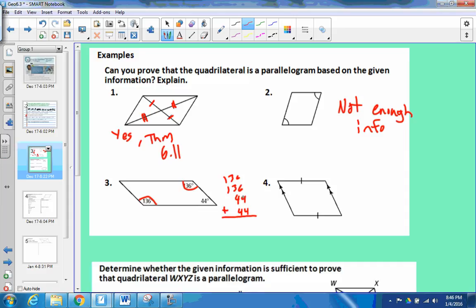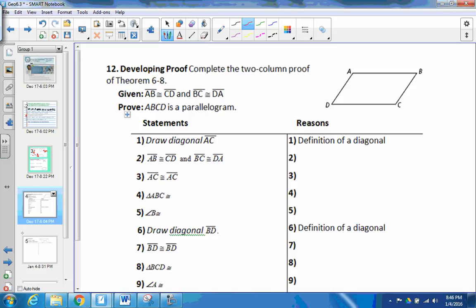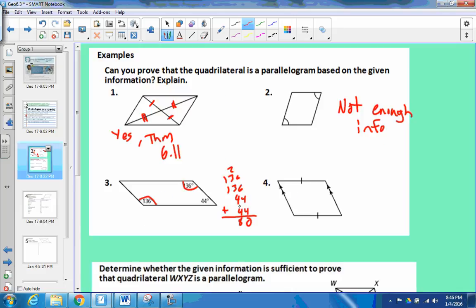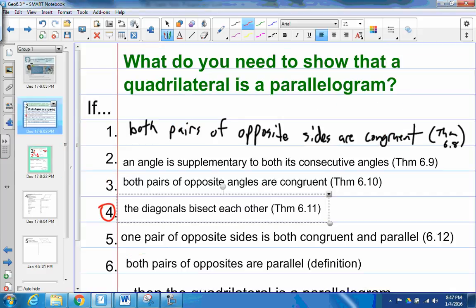So that would be 10, 12, 20. Carry the 2. 6, 10, 16. Okay, and that is 360. So yes, this would be 44 degrees, which would mean that those angles are congruent. And by that theorem, then, we have two opposite pairs of angles that are congruent. Theorem 6.10.